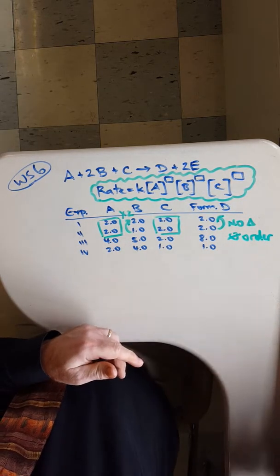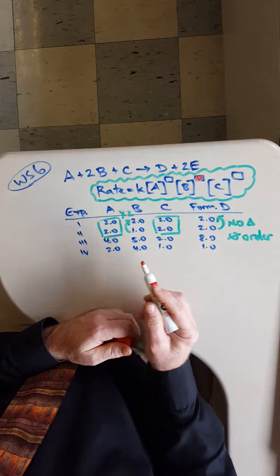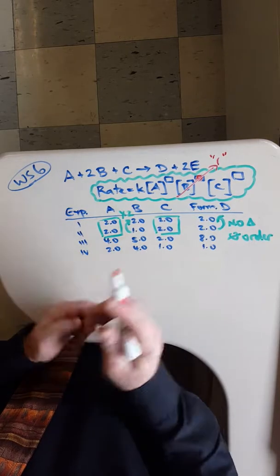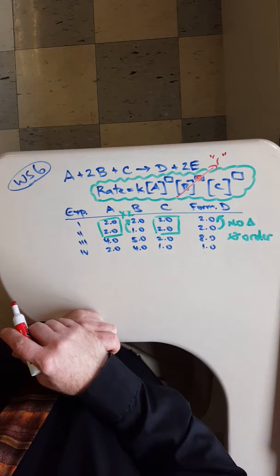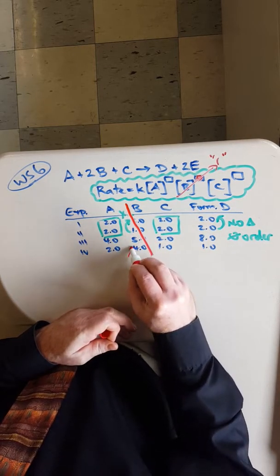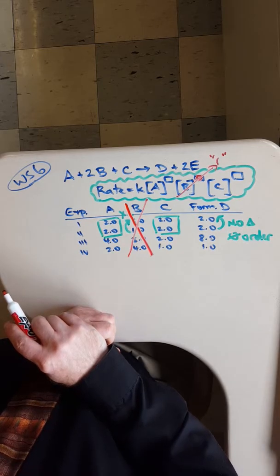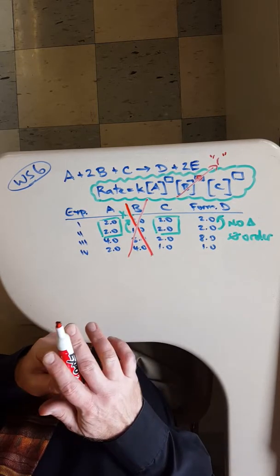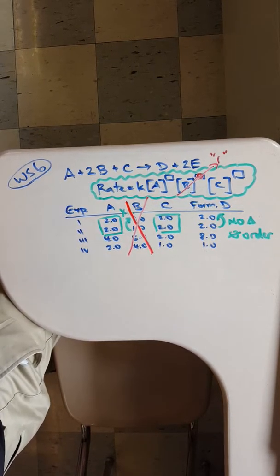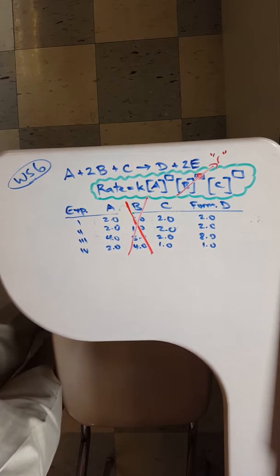Now, if B is zero order, and there's a 0 in there, anything to the 0 power is 1. B has no effect on my data, on my rate of reaction. I don't need to consider B at all. I'm going to cross out that entire column, and that's going to simplify my data table considerably. So we've established that B has no effect.